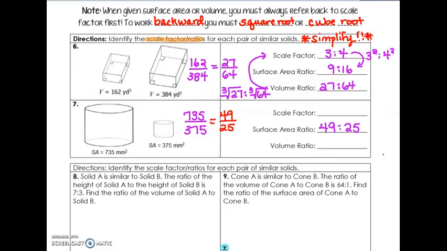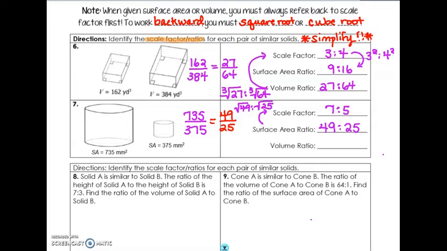Okay, now I can't go straight from surface area to volume because I need to find my scale factor, what that A value is and what that B value is. So I'm going to work backwards. I'm going to take the square root because remember surface area is squared. So I have to undo that by doing the square root. The square root of 49 is 7, and the square root of 25 is 5.